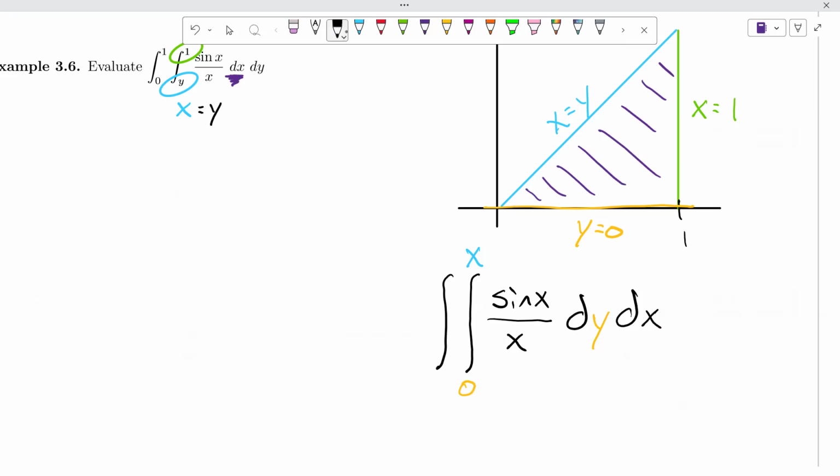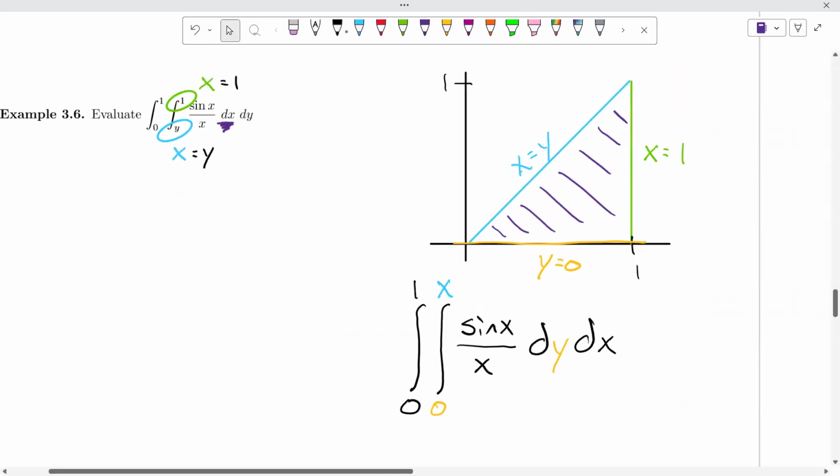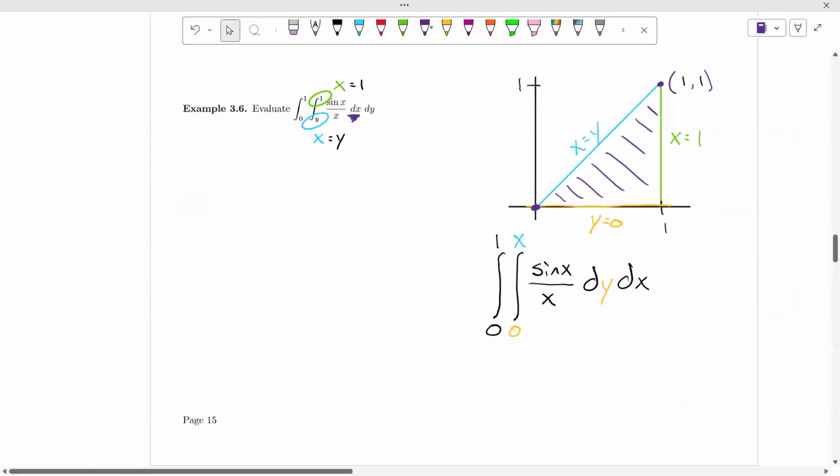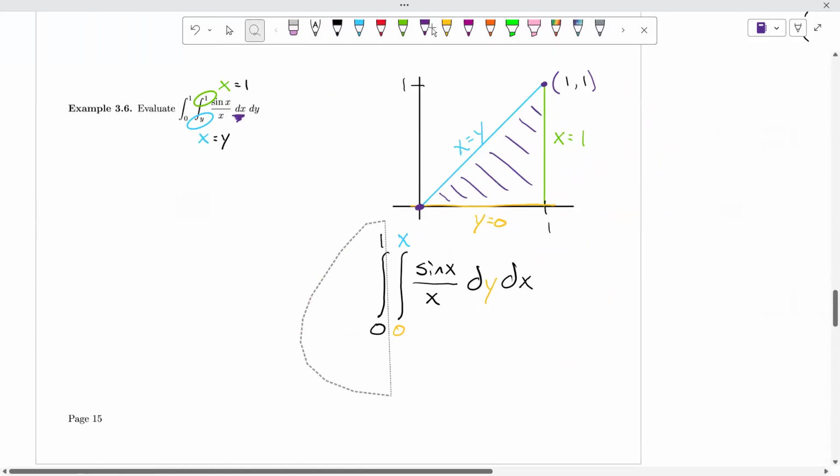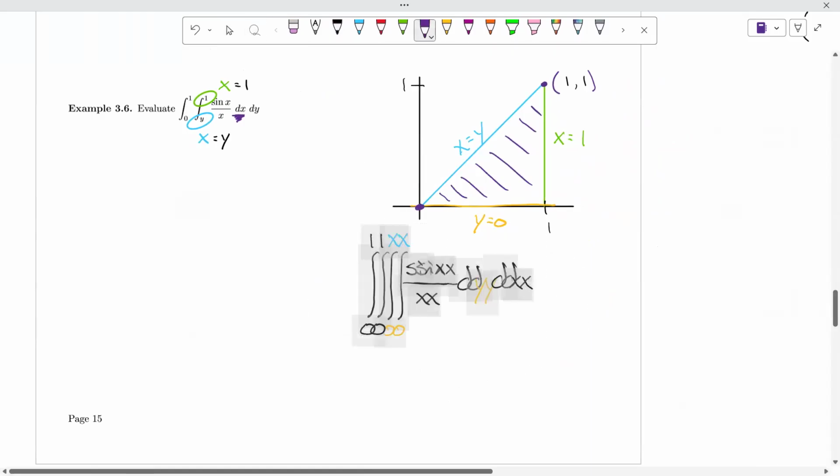And then for my bounds on x, again, they should be just numbers. We're going from 0 to 1. At this point, it's at 1, 1. And I've also got the origin, 0, 0. Cool. So now let's just do this double integral.